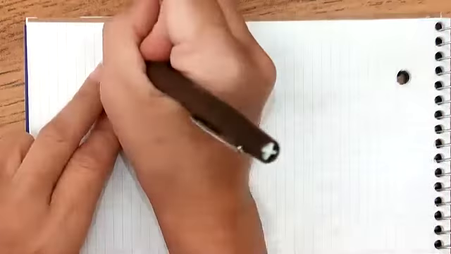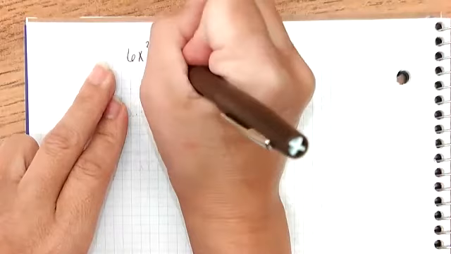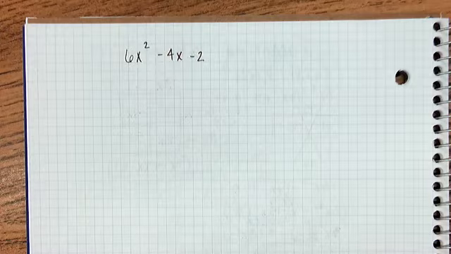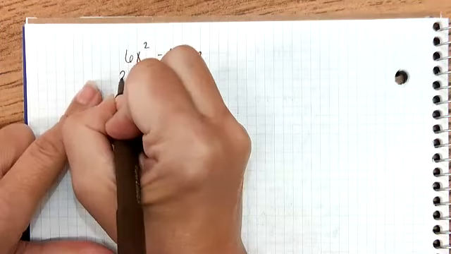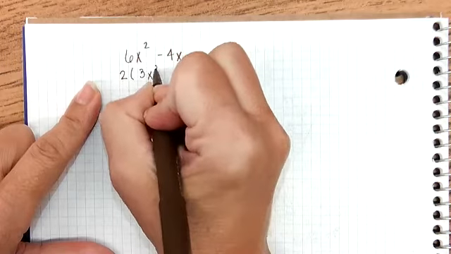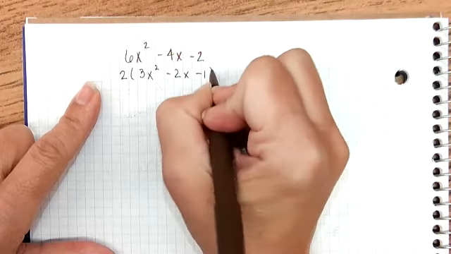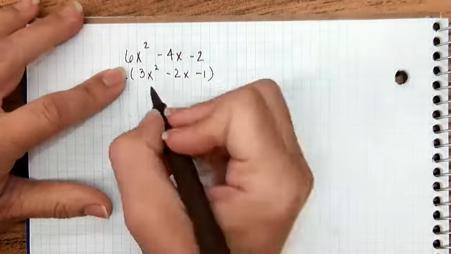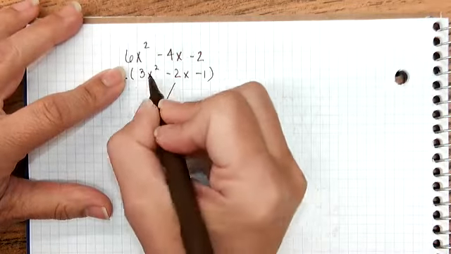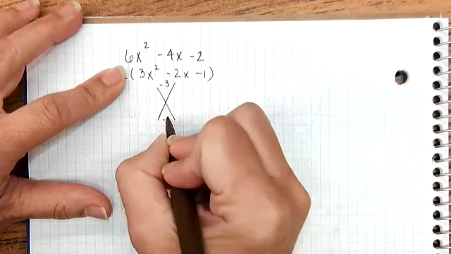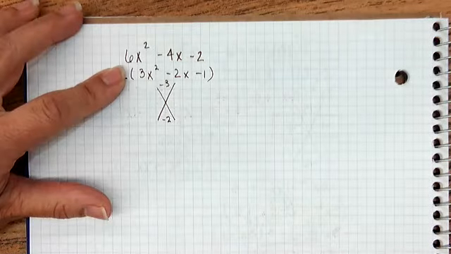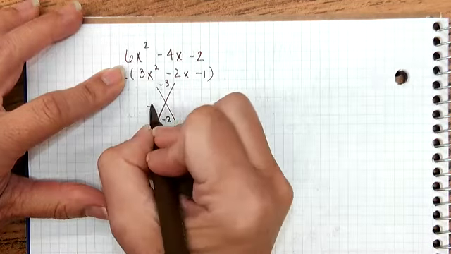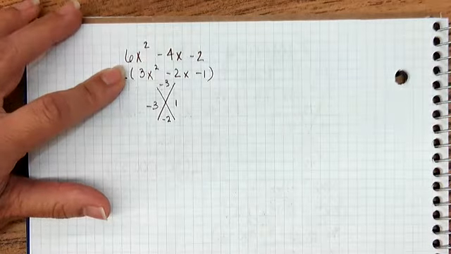Let's look at 6x squared minus 4x minus 2. Don't go straight to the box. These have a GCF. Take out the GCF, which is 2. There is never an exception to the GCF rule. I'm going to hold off on the 2. A is 3. So AC is -3. B is -2. So what multiplies to -3 but adds to -2 is -3 and +1.